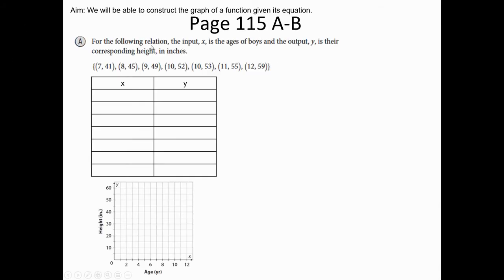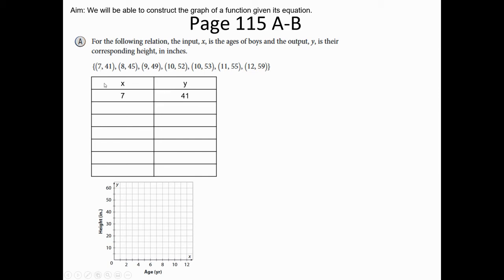Let's take a few examples of this, okay? So here we have this situation. We have our x is the age of boys, and y is the corresponding height in inches. Think of this as a situation where it's a data analysis of comparing age to height. So we have these sets of numbers here, and they might seem a bit confusing, these ordered pairs. So I can split them up into x and y, or inputs and outputs, or domain and range.